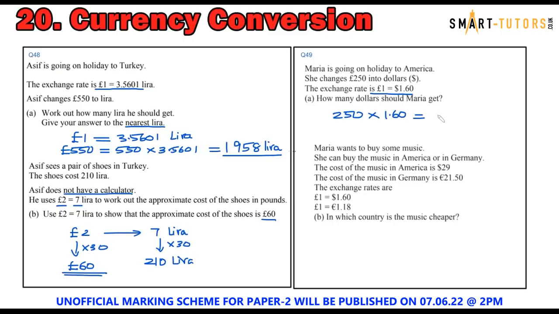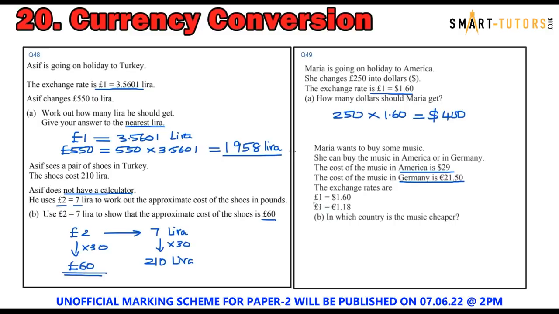So you need to do... $400 is the correct answer. Next question, Maria wants to buy some music. She buys the music in America or Germany. The cost of the music in America is $29. In Germany it is 21.50 euros.